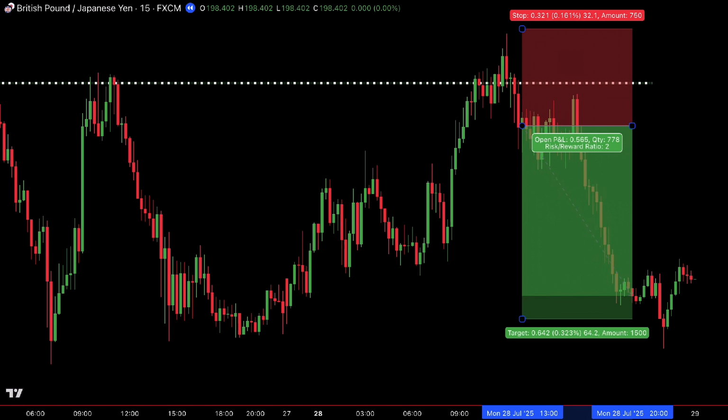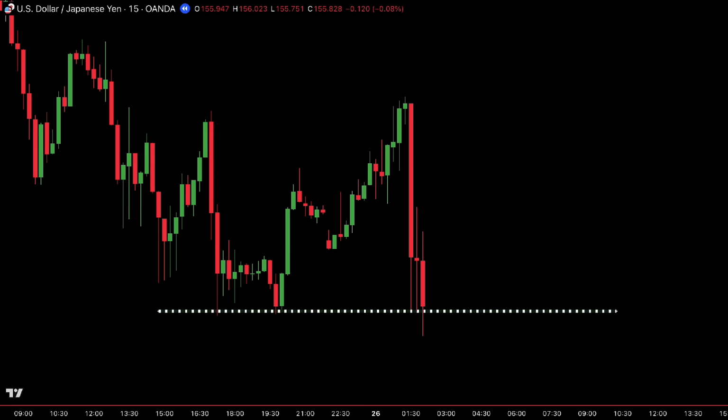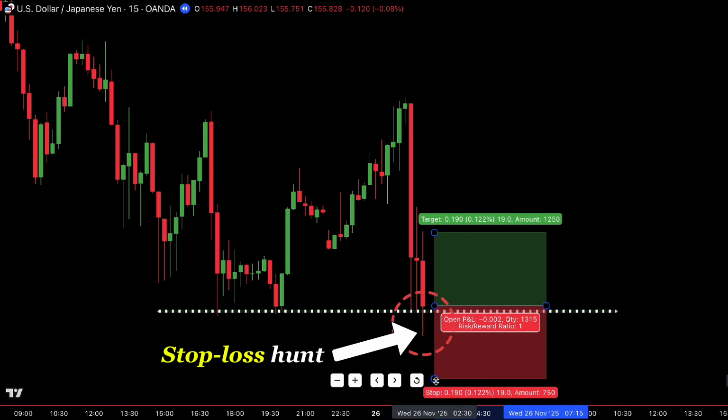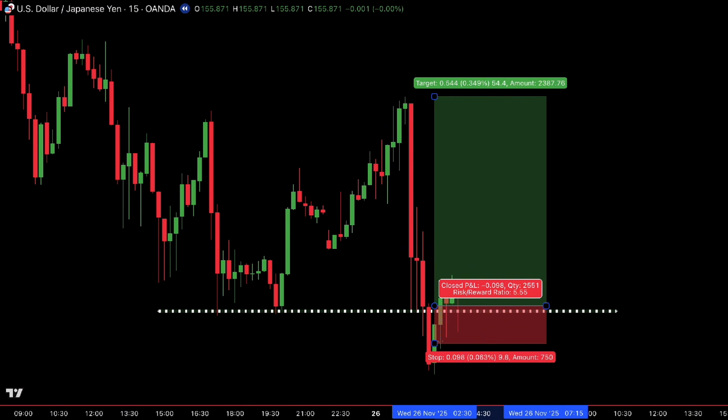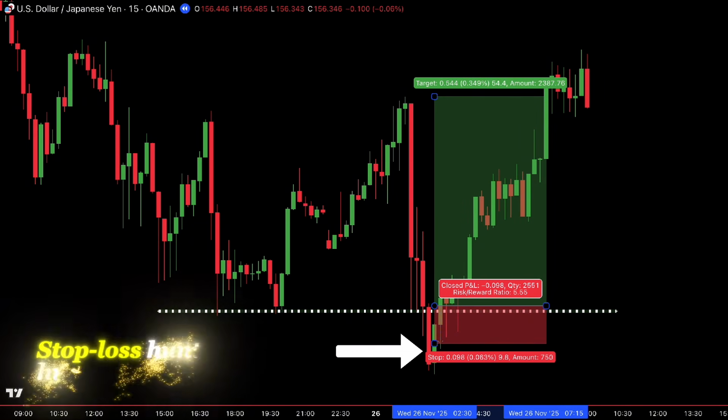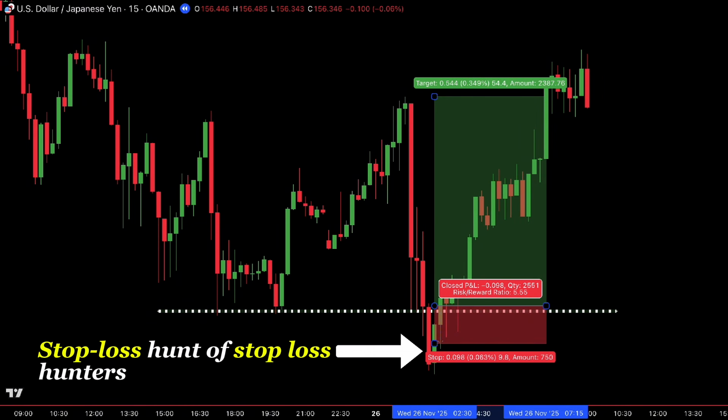Now you may feel smarter, but remember, the market is often smarter than you, because sometimes there is a stop hunt of the stop hunt traders. Here's what that means. You spot a stop loss hunt at a support level. You feel confident, you place your entry, your stop loss, and your target. You're ready to make money, but look at what happens. The market hunts your stop loss and then moves to the original target.